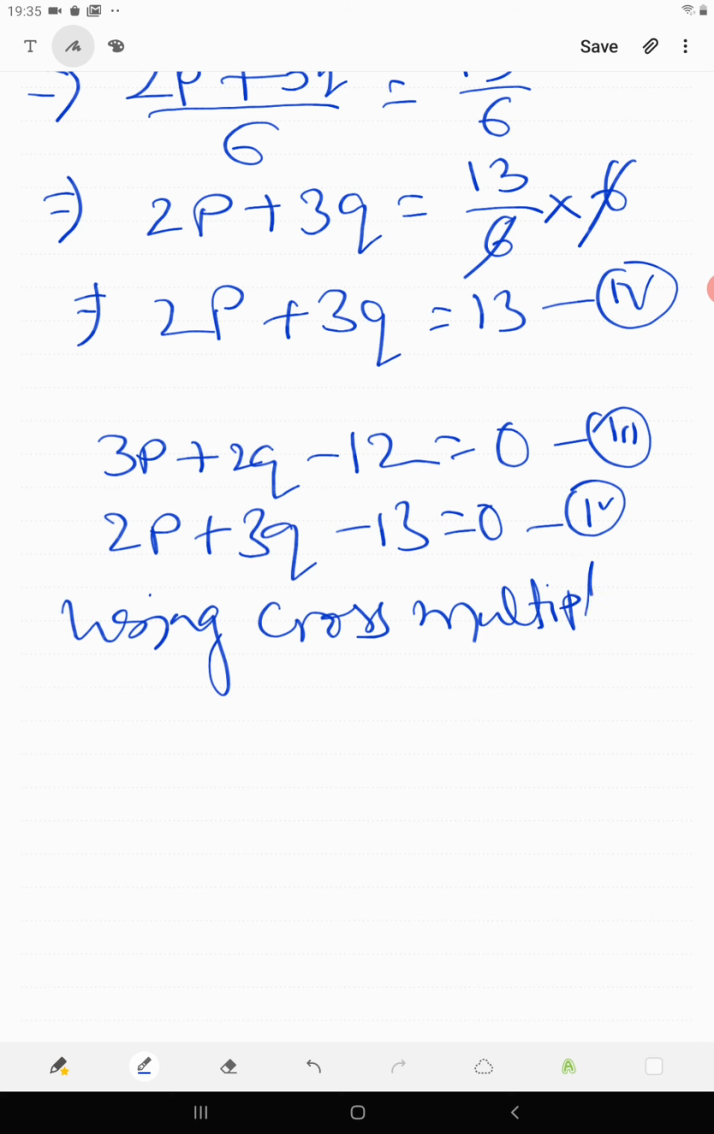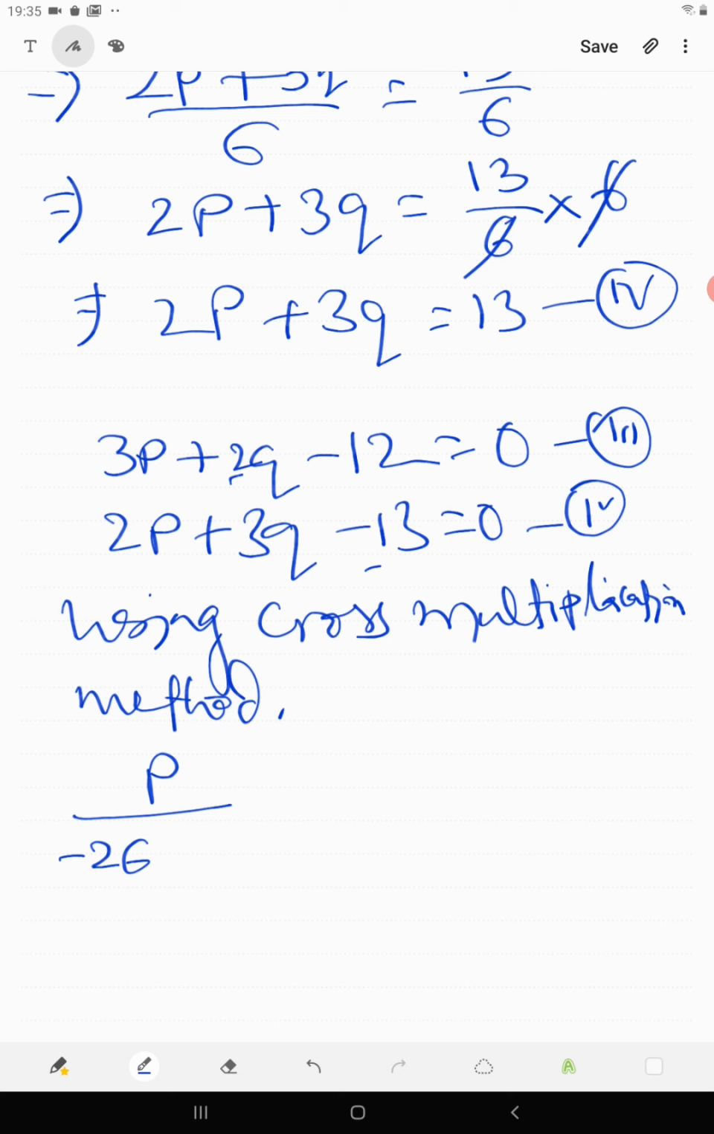Now, using the cross multiplication method, if you remember the formula, what will happen? We can write p divided by 2 into minus 13. I will write directly. I am telling you what is multiplying. So 2 will be multiplied with minus 13. So it will be minus 26.